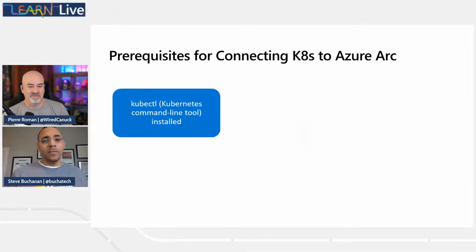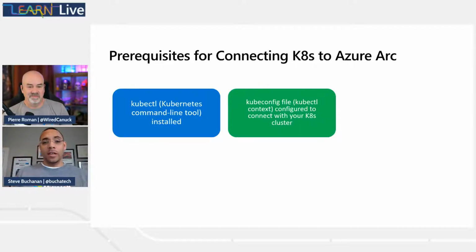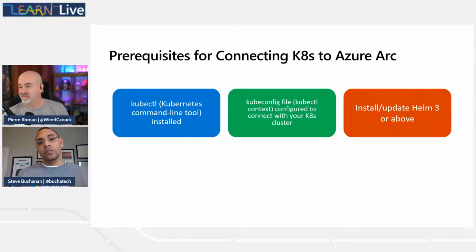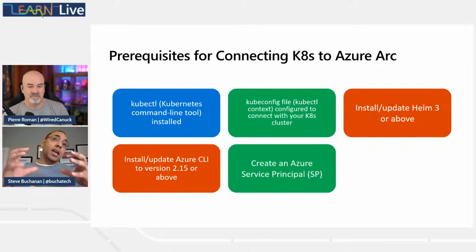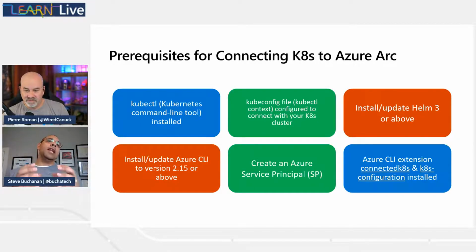And here are the prereqs that you need before you connect K8s to Azure Arc. You need kubectl, the Kubernetes command line tool, installed if you're going to connect your Kubernetes cluster from your local machine. That leads to the second bubble: you need your kubeconfig file configured to connect with your external Kubernetes cluster. So if you're running this locally, you need kubectl installed and you need to make sure you can connect to your external Kubernetes cluster from your local machine.